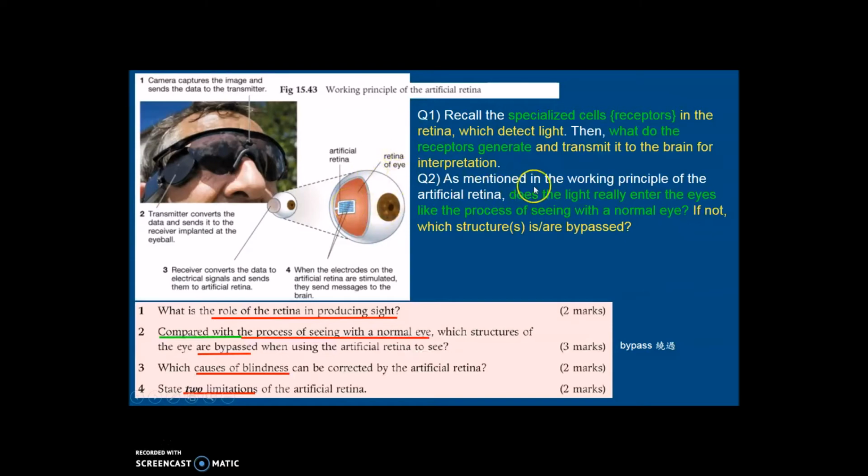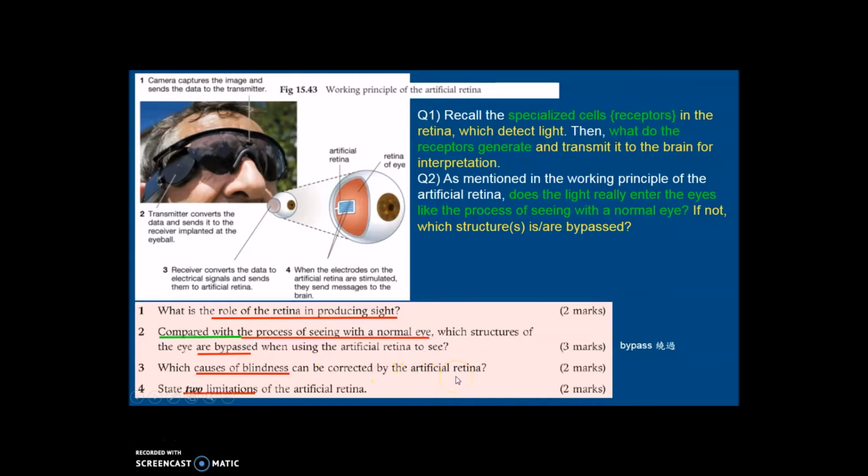Okay, but for the case of the artificial retina, the whole system, the whole device, does the light really need to enter the eyes at all? And of course there are 3 masks, so there should be 3 structures. And also for question 3, which causes of blindness can be corrected by the artificial retina?